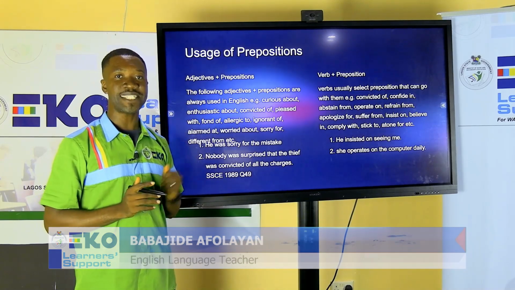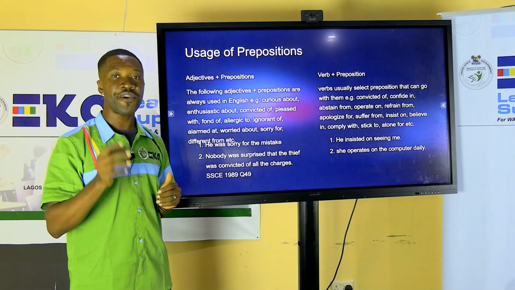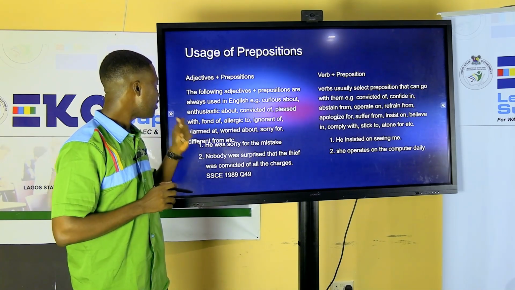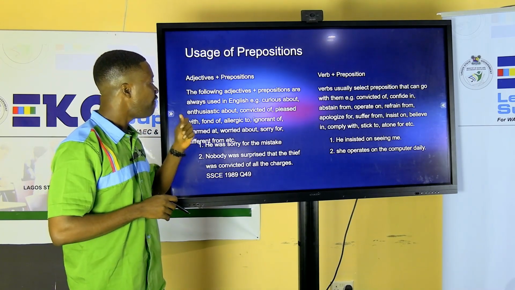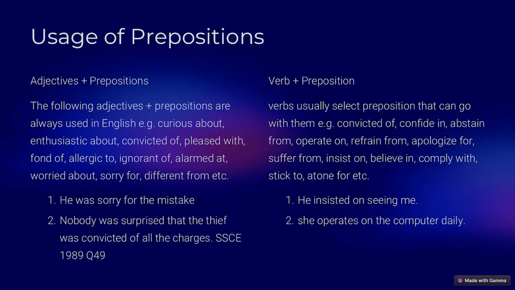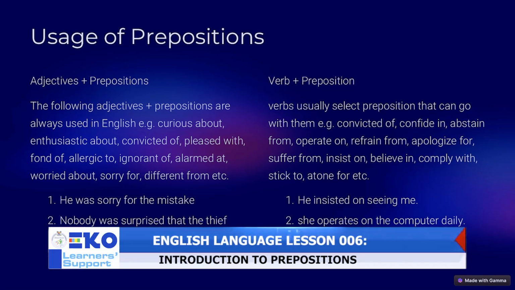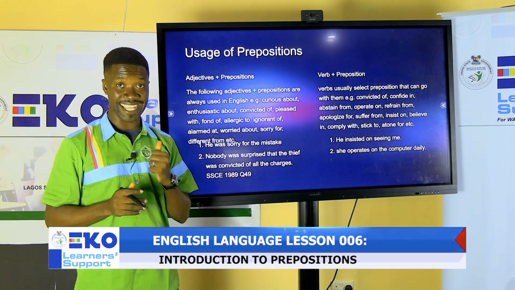Now, let's start with adjectives plus preposition. The following adjectives plus preposition are usually and always used in English. For example, curious about, enthusiastic about, convicted of, pleased with, fond of, allergic to, ignorant of, alarmed at, worried about, sorry for, and many more examples. Let's look at some sentences.